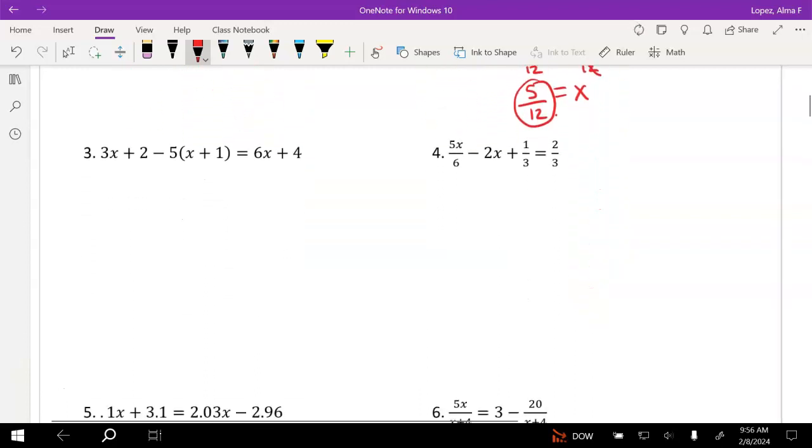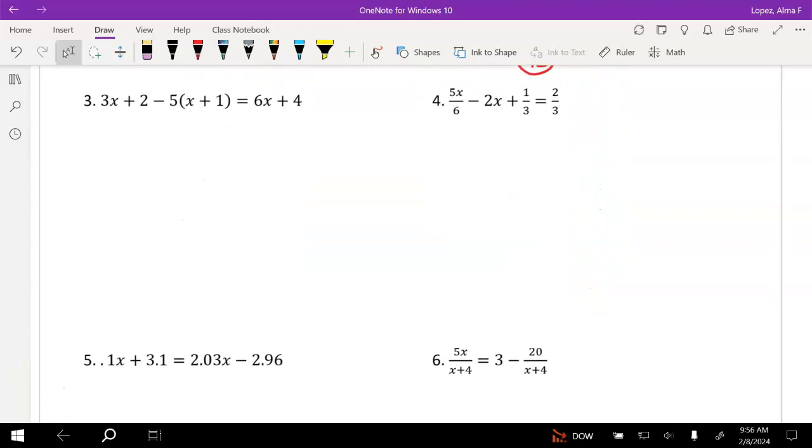Let's keep going. On number 3, first thing I notice that I have to do is distribute that negative 5 into the parentheses. So that will be 3x plus 2. The negative 5 times x is a negative 5x. The negative 5 times 1 is a negative 5. The other side doesn't need any cleaning.